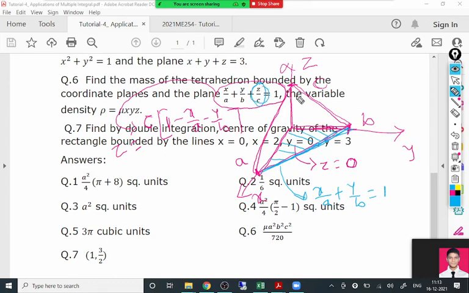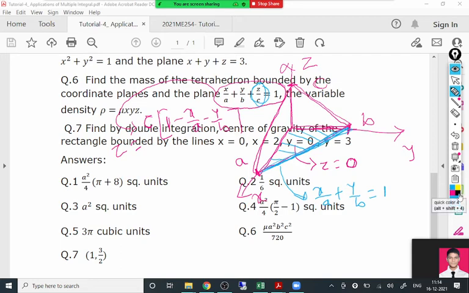This line is actually the intersection of this oblique plane with the xy plane. Same concept that we saw in the previous example. This is the line formed by intersecting this plane with the xy plane, and in the xy plane z is 0. Just replace z by 0 and you get the equation of this line. Then you have to decide whether you want to integrate with x first or y first.